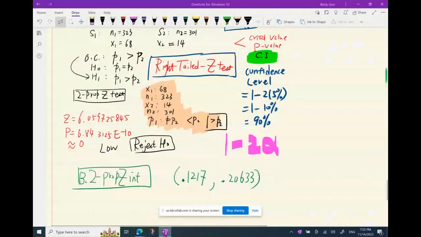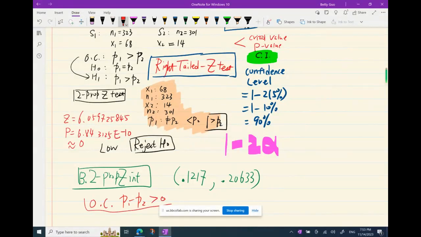Same interval. Perfect. And does the interval include a zero? The interval does not include a zero. Actually, the whole interval is to the right of zero, right? That means, because we're testing the claim P1 is bigger than P2, P1 minus P2 should be bigger than zero. That's our original claim, right?